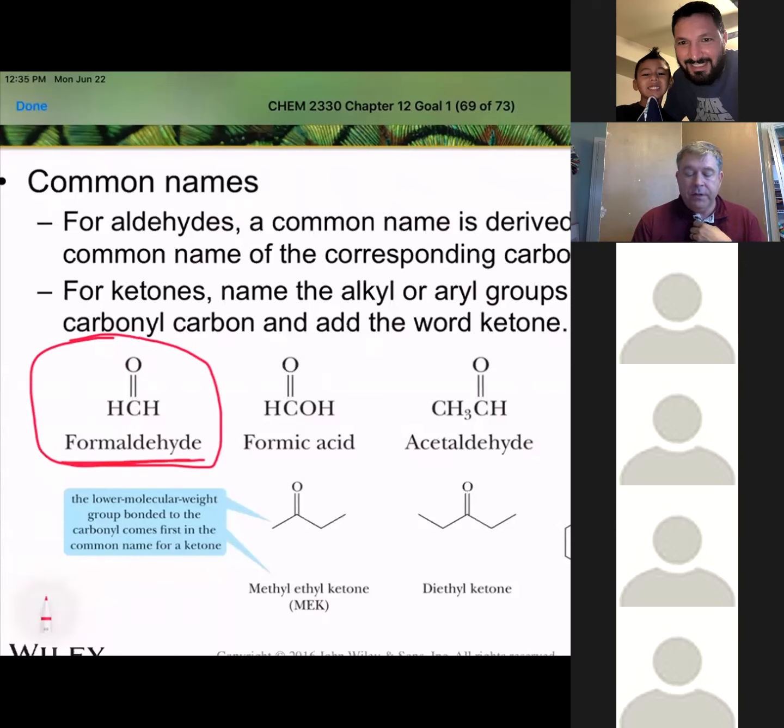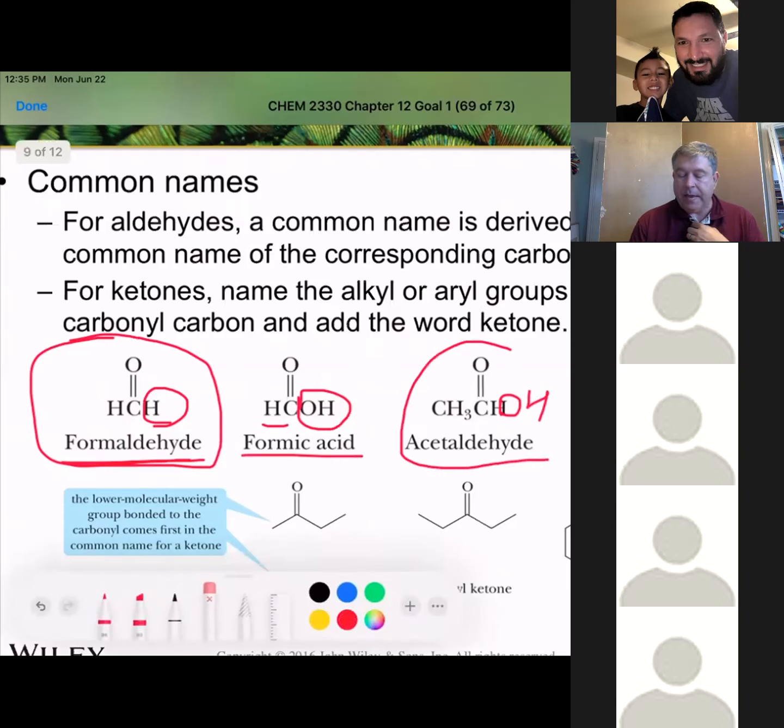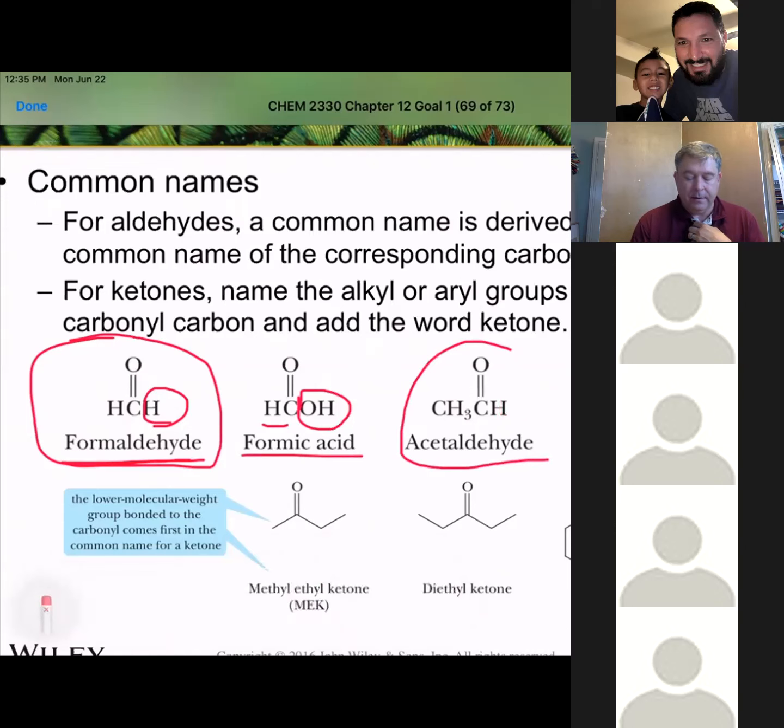But then if you just take off one of these hydrogens and add an OH to it, right here, we've now turned it into a carboxylic acid. But it still has the formaldehyde root, so we call it formic acid. The next simpler one is with a methyl group here, and if we took this off and added an OH here, we'd have acetic acid. So that's where the acetic comes from. The acetaldehyde is our common name. And then of course, by oxidizing this down to an acid, we have our nice common acid, acetic acid.